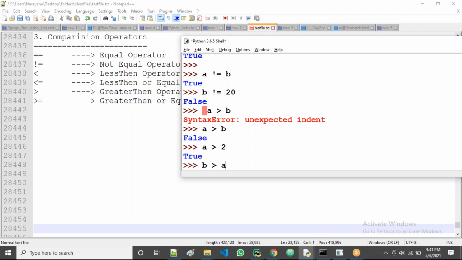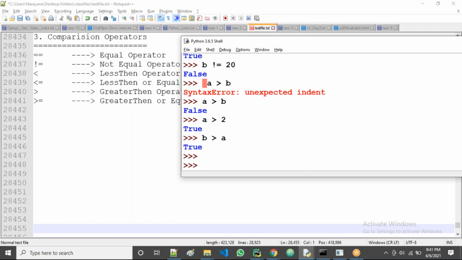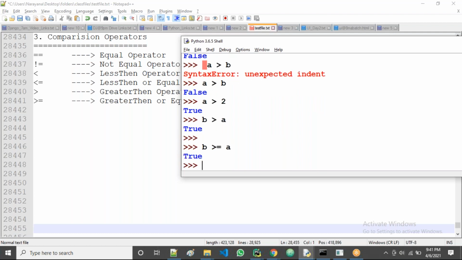Which one? Yes, guys. Okay. I am taking now B greater than or equal to A. True or false?